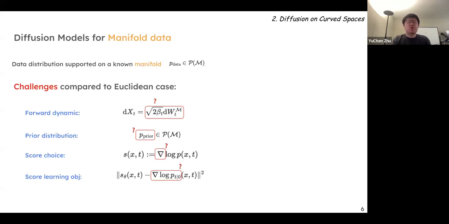we need to exactly simulate the manifold Brownian motion in order to simulate this forward dynamic, which could be challenging. The issue with the forward dynamic is the choice of prior distribution, which typically is the stationary distribution of the forward dynamic you choose. Now, to do generative modeling on a manifold, you would need some simple distribution that is easily sampled from on the manifold, and this could also be hard to get. Of course, on a manifold, we have to rethink our choice of score function and how to learn it.